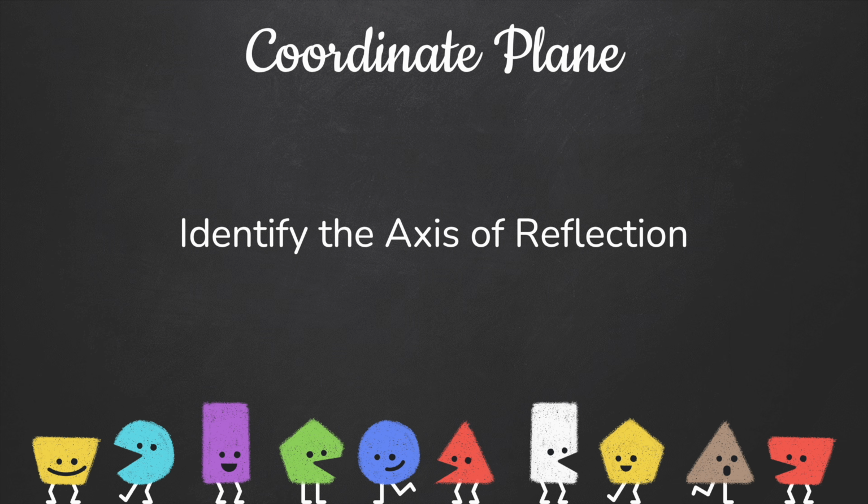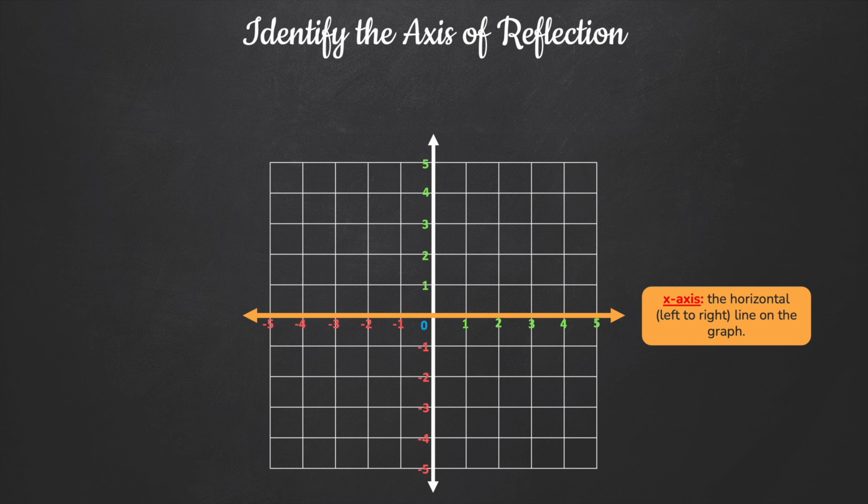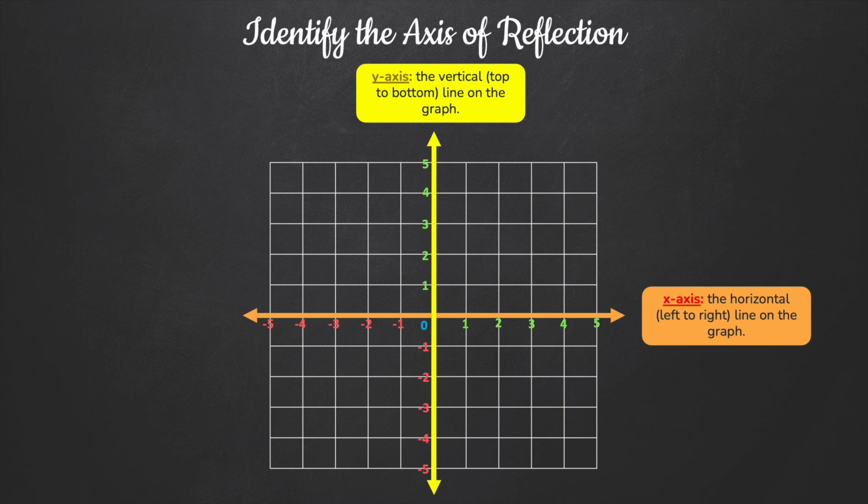Hello, mathematicians. Today we're going to be learning about the coordinate plane, more specifically how to identify the axis of reflection. To get us started, here we have a coordinate plane. And on our coordinate plane, we have our x-axis, which is the horizontal line on the graph, meaning it goes side to side. And we have our y-axis, which is the vertical line on our graph, which goes up and down.